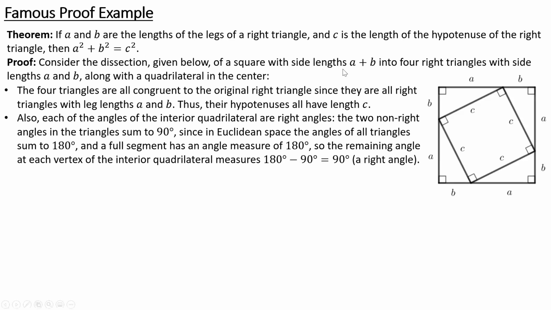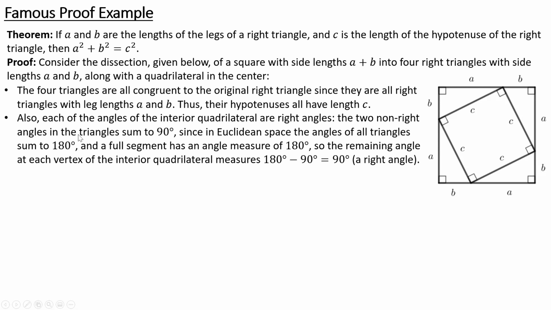And from that, we start with, okay, so these triangles are all the same. So we have 4 of them. And also each of the angles of the interior quadrilateral has a right angle, because this angle and this angle, so these 2 angles, must equal 90.